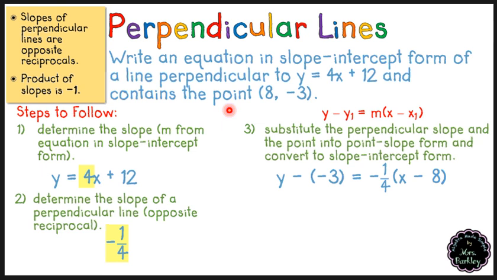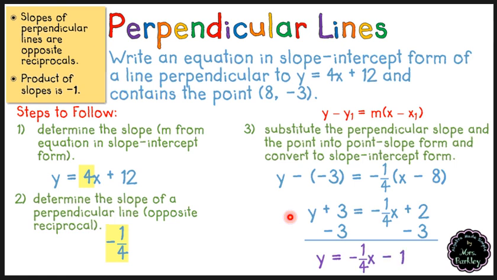We simplify that step: y minus negative 3 is the same as y plus 3, the opposite of negative 3. And then we also need to distribute the negative 1/4. So negative 1/4 times x, and then negative 1/4 times negative 8. Our equation would be y plus 3 equals negative 1/4 x plus 2. We still need to isolate y, so to undo this addition of 3, we subtract 3 from both sides of the equation. Our equation in slope-intercept form is y equals negative 1/4 x minus 1.